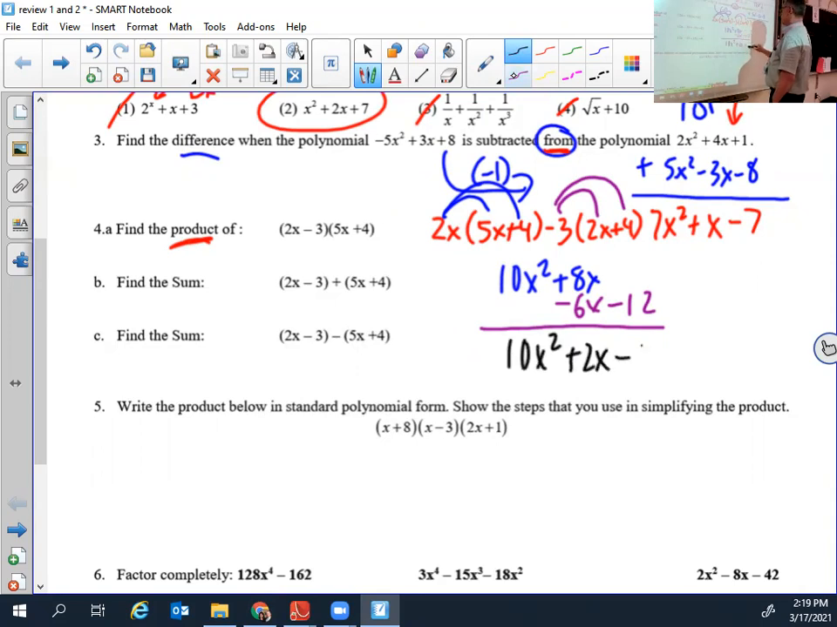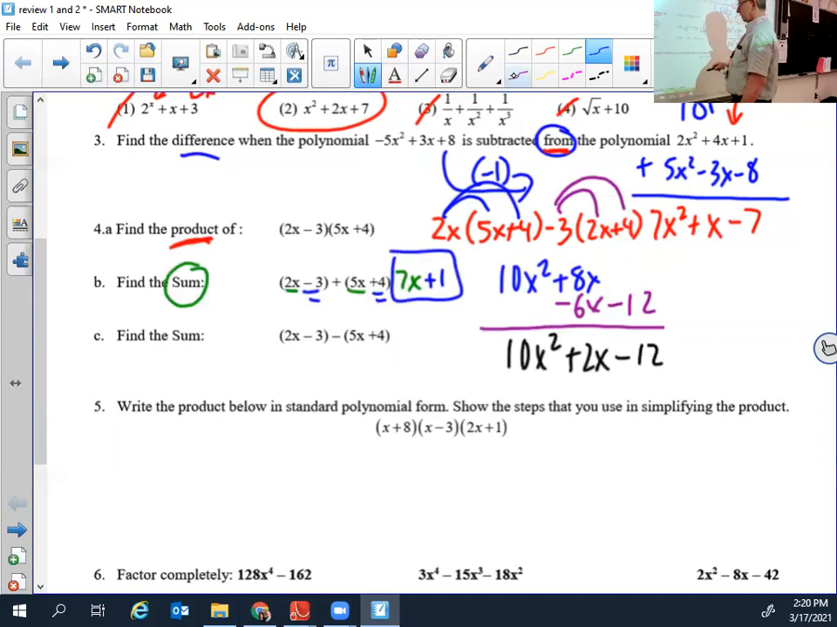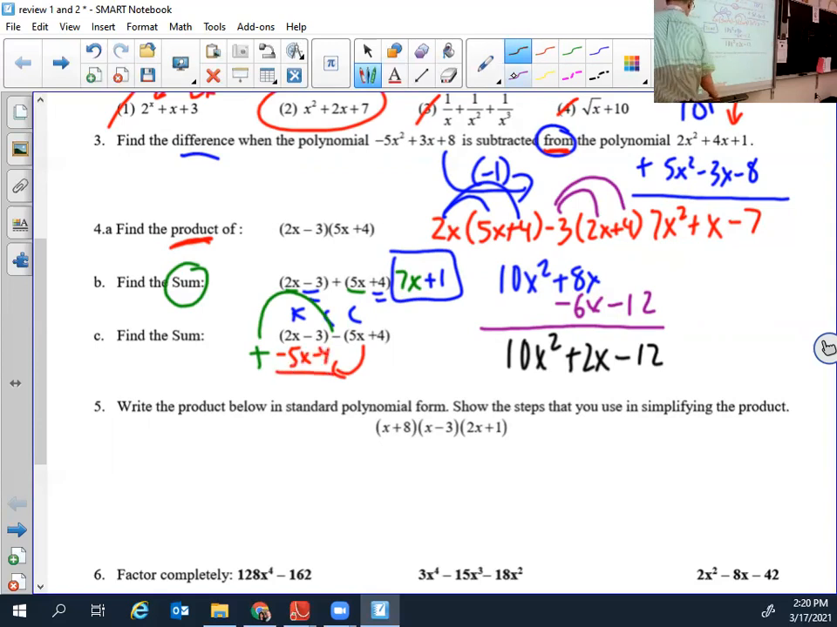There's nothing on top of the squared because there's nothing to combine with, so I get 10x squared plus 2x minus 12. When I'm finding the sum, all I really need to do is combine like terms, so I have 2x plus 5x, that's going to give me 7x, and then I have -3 plus 4 gives me a plus 1. And then for my difference, we're going to do our keep, change. So this becomes a plus sign. This I multiply through by -1, so I get minus 5x minus 4. Then I add down, and I wind up with -3x minus 7.